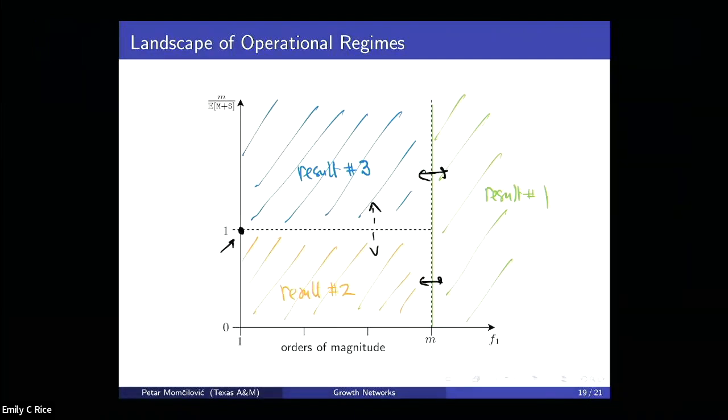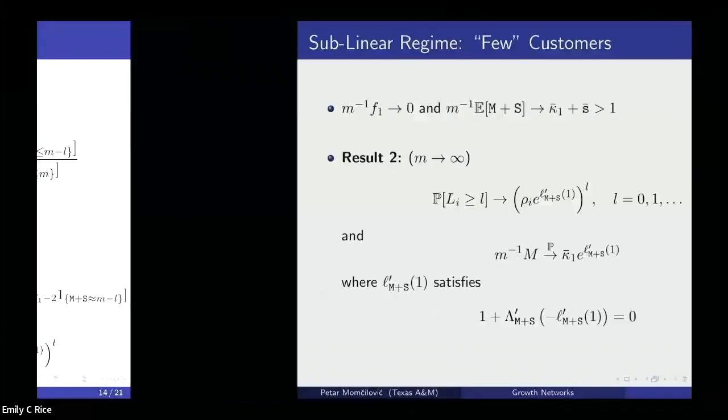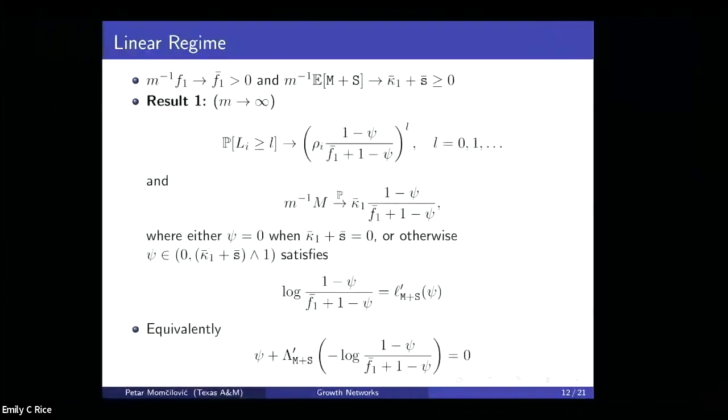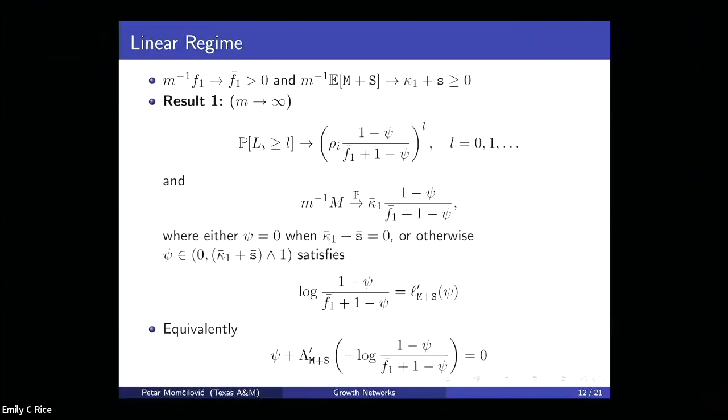So, say it again, please. So in result one, you get a geometric one, which means that you have order one customers in the single server queues. And in the last one, it seems like you have order m customers, because when you divide L by something, you get some.